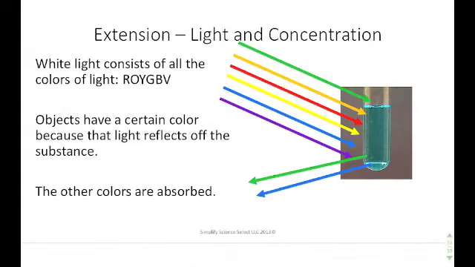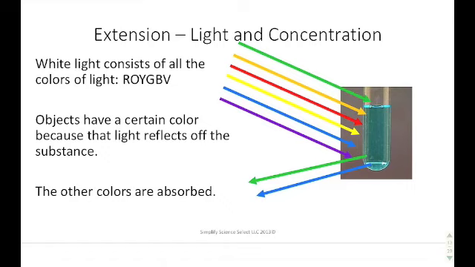Now we want to take a look at the quantitative way to examine the concentration. So you can look at the color and say, oh, it's a certain thing, but we want to look at how light can help us determine concentration. White light consists of all the colors of the rainbow: red, orange, yellow, green, blue, violet. And as you'll learn in physics next year, really it's just a combination of 3 colors. But for now, let's look at Roy G. Biv.